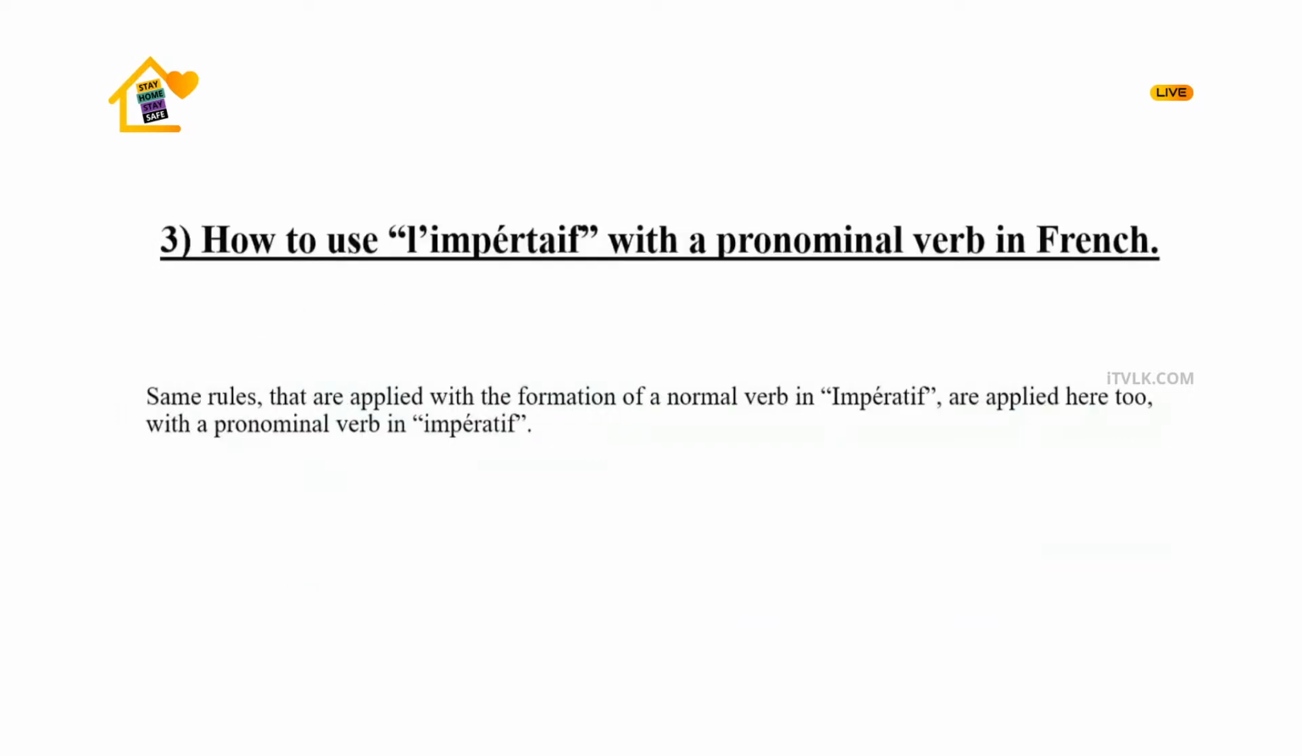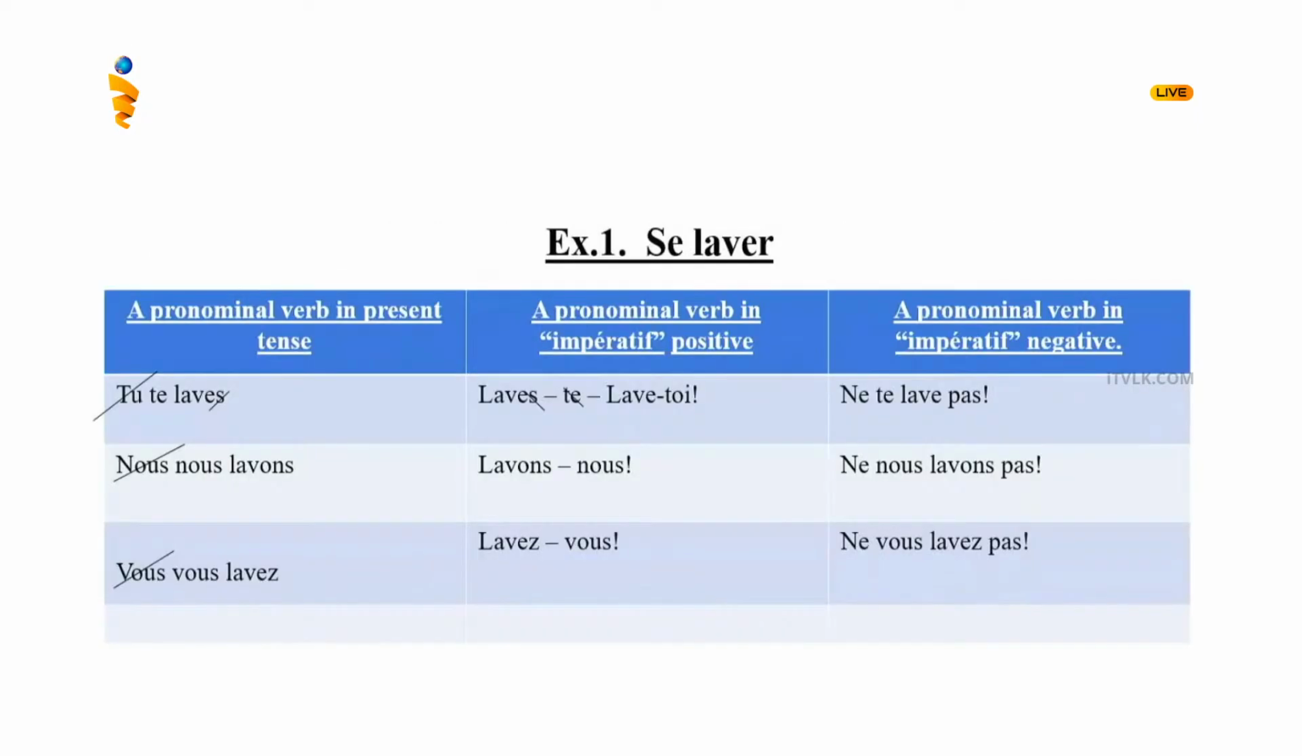I come to the third and the last section of this lesson. That is how to use this order form imperative with a pronominal verb in French. Now, the same rules that we applied in using the imperative with a normal verb will be applied here too. But there are some changes that we have to do, which will be explained with an example. So here I took the verb se laver, which is a pronominal verb. We know that the verb which begins with se in infinitive is a pronominal verb.